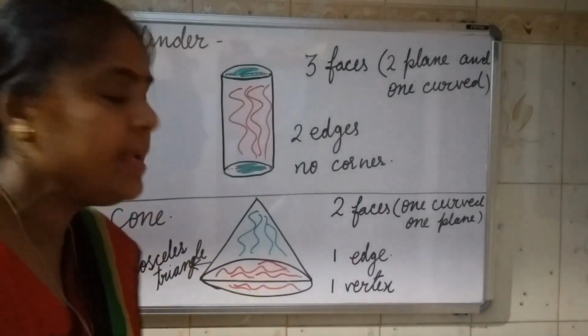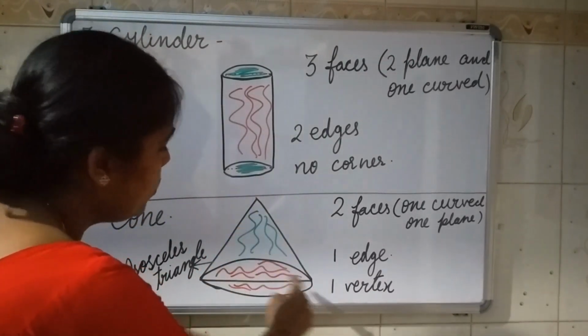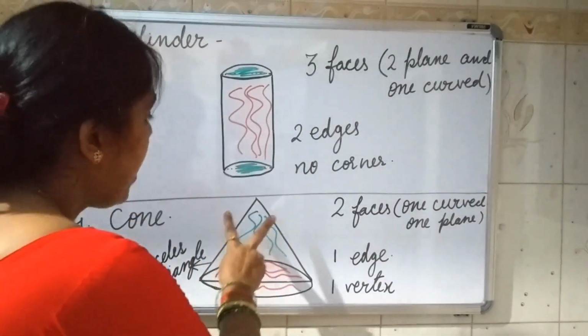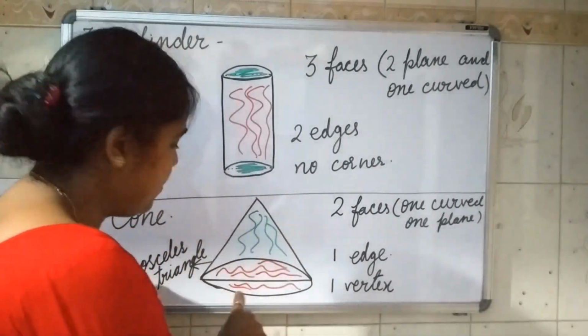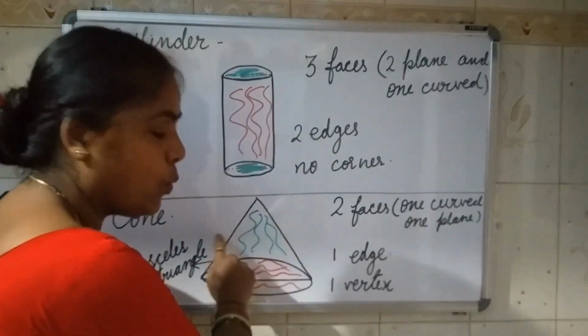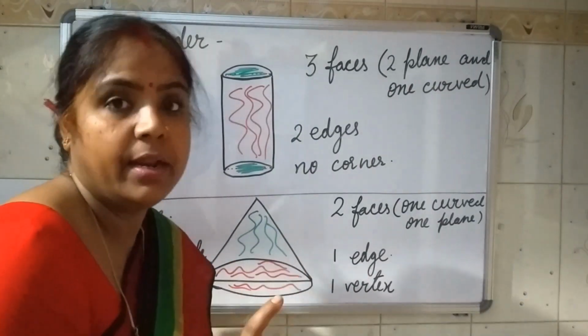Children, please be careful when you are going to draw the cone. You have to draw the isosceles triangle. What is an isosceles triangle? Opposite sides are the same and the bottom will be different. These two sides are equal and this is the different one.